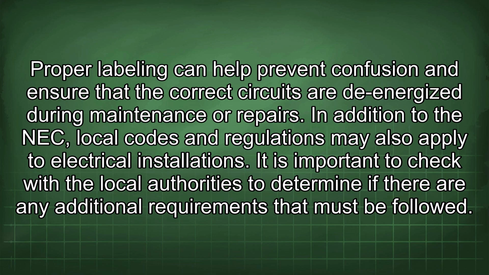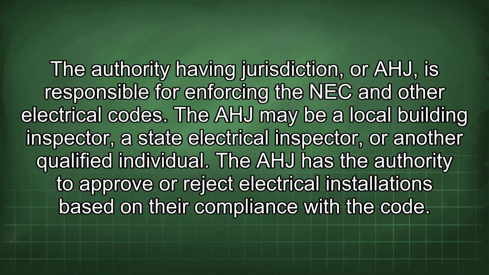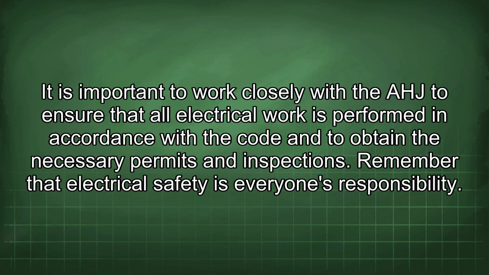In addition to the NEC, local codes and regulations may also apply to electrical installations. It is important to check with the local authorities to determine if there are any additional requirements that must be followed. The authority having jurisdiction, or AHJ, is responsible for enforcing the NEC and other electrical codes. The AHJ may be a local building inspector, a state electrical inspector, or another qualified individual. The AHJ has the authority to approve or reject electrical installations based on their compliance with the code. It is important to work closely with the AHJ to ensure that all electrical work is performed in accordance with the code and to obtain the necessary permits and inspections.